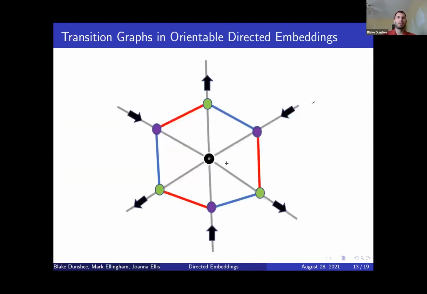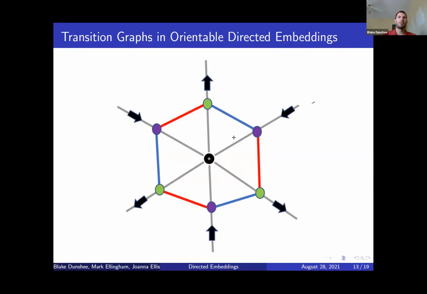However, things get much more interesting in the orientable case. So let me show you a picture of what's going on in the case where we want to also be able to make this directed embedding orientable. So at each vertex in our directed embedding, if we want that directed embedding to be orientable, we have two colorings going on. We have a coloring of the vertices in the transition graph, which correspond to the half edges of the original graph. We can two color these in accordance with the half edges going out and the half edges coming in. So that's our green, purple two coloring of the vertices of the transition graph.